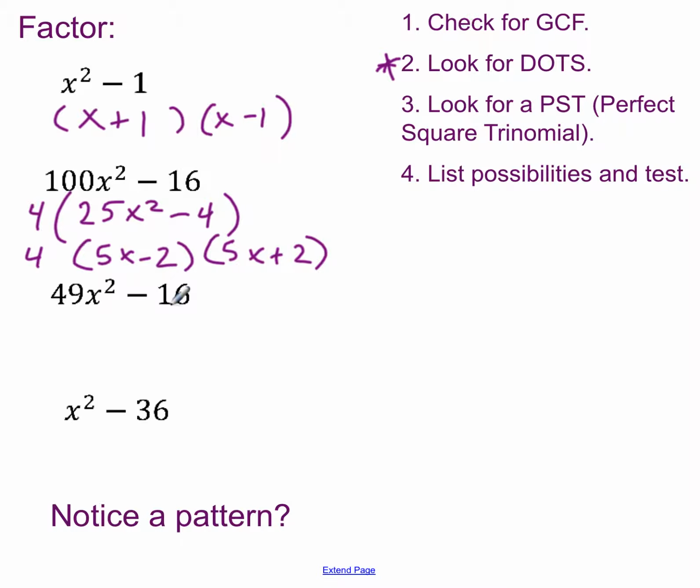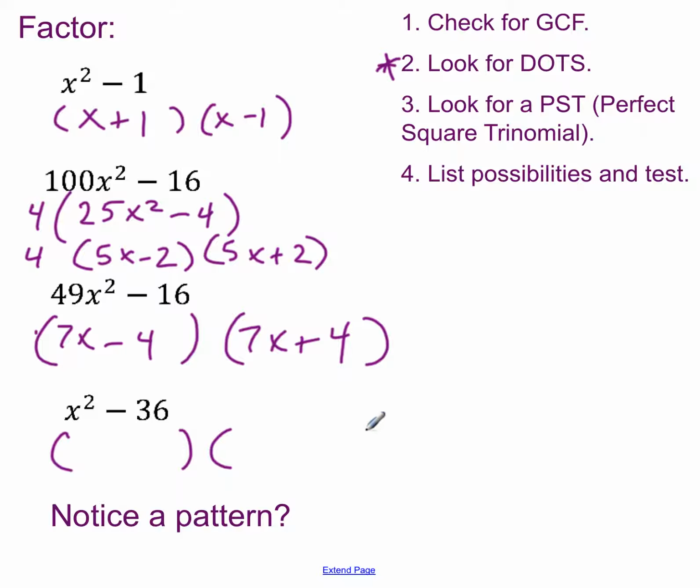Next one, check for GCF. 49, remember 49 only has 1, 49, and 7, so that's it. I can't do anything, so this is basically going to factor into 7x minus 4, 7x plus 4. Done. Next one, difference of squares. I don't see a GCF. X minus 6, x plus 6.